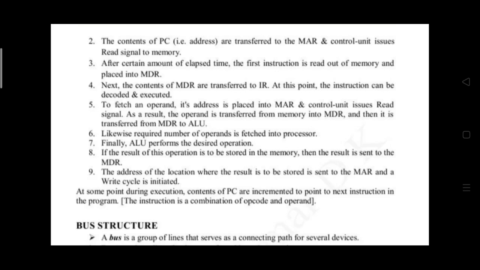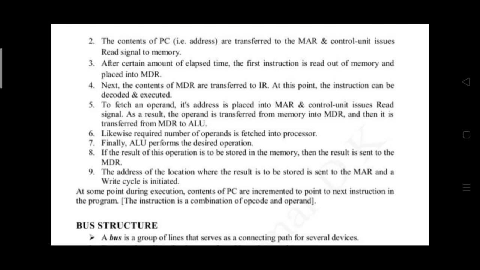Next, the contents of MDR are transferred to IR. That's the fourth step. Decoding means identifying, as well as deciding by the processor, what action is to be taken. Step number 5: to fetch an operand, its address is placed into MAR and the control unit issues a read signal. As a result, the operand is transferred from memory into MDR and then from MDR to ALU. Just try to understand the statement. Likewise, the required number of operands are fetched into the processor. Finally, ALU performs the desired operation.